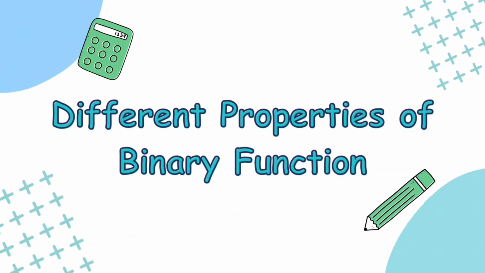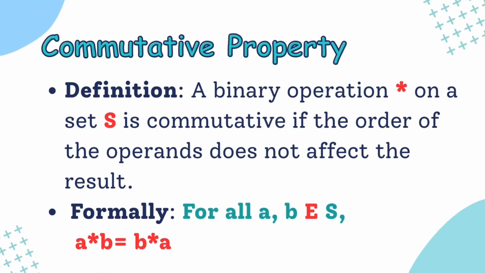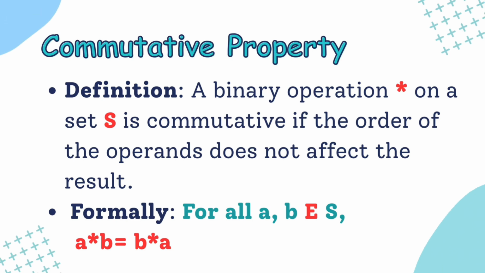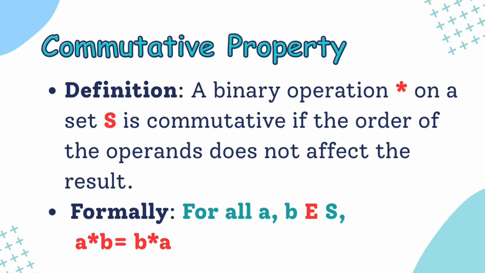Now, without further ado, let us discuss the different properties of binary function. First, let us have the commutative property. A binary operation star on a set S is commutative if the order of the operands does not affect the result. For all elements A and B in set S, the operation star of A and B is equal to the operation star of B and A. Take note that the star symbol here is just a placeholder for the operation. So if the operation is addition, then A star B is read as A plus B.